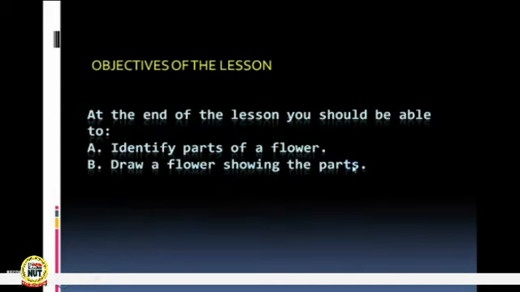Objectives of the lesson. At the end of the lesson, you should be able to: A. Identify parts of a flower. B. Draw a flower showing the parts.